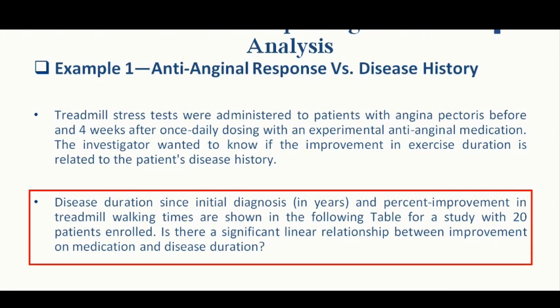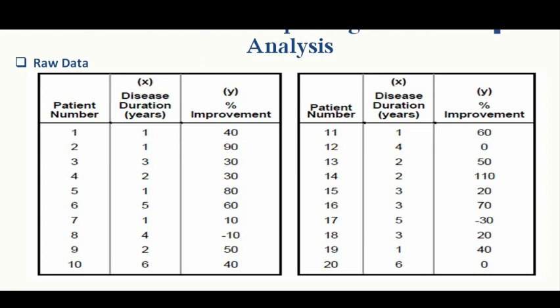Disease duration since initial diagnosis in years and percent improvement in treadmill walking times are shown in the following table for a study with 20 patients enrolled. Is there a significant linear relationship between improvement on medication and disease duration? So, the raw data looks like this, X and Y. The disease duration is in years and the percentage improvement. Which is dependent and which is independent? Obviously, percentage improvement seems to be dependent on disease duration. So, we try to fit the regression line of Y on X.